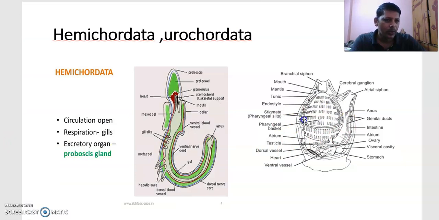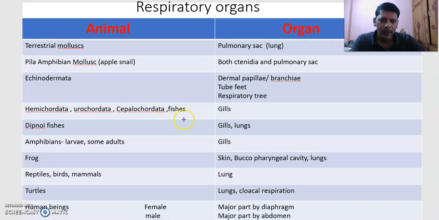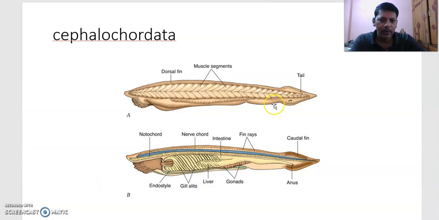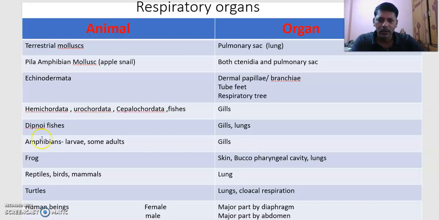Ascidia, Salpa, Doliolum, Oikopleura. These are the examples for Urochordata. In urochordates also you can observe pharyngeal slits. Pharyngeal slits are present here. Exchange of gases takes place there. And in Cephalochordata, you can observe here Amphioxus, lancelet, Branchiostoma. It has gill slits. These are the respiratory organs in these animals.